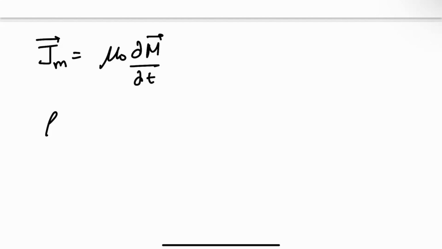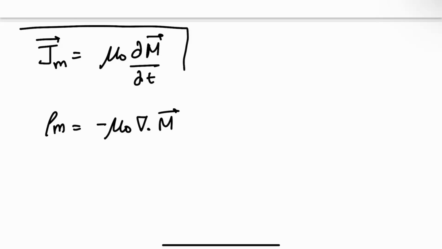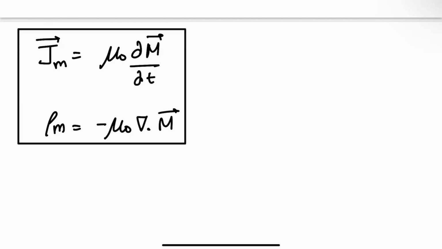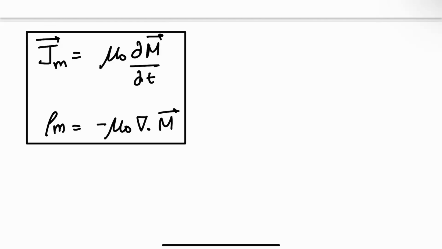In summary, you have J_M, which is mu naught dM over dt, and rho_M, which is minus mu naught times the divergence of M. Let me put this in a nice box.